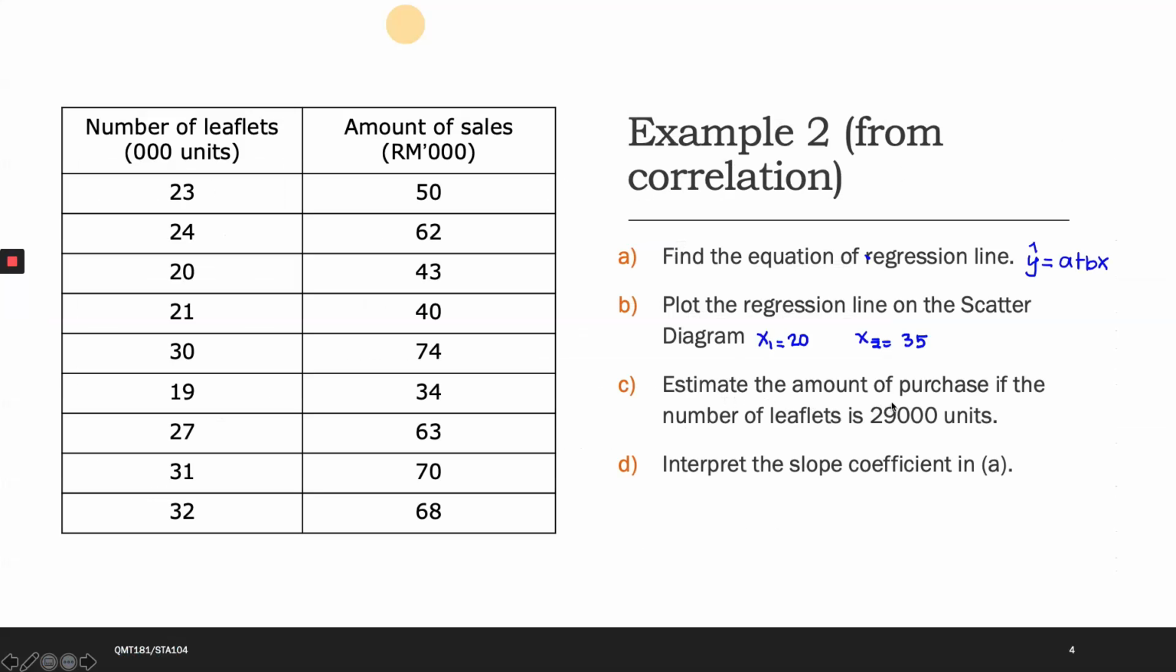One, estimate the amount of purchase if the number of leaflet is 29,000 unit. If you happen to see this kind of information, you look back at this data set. In this bracket, it takes out 3 zeros. So here you should do the same. Take this out, so your x equals to 29, not 29,000. Be careful with this one. Because your data is in digit information, so your x should be in digit information.